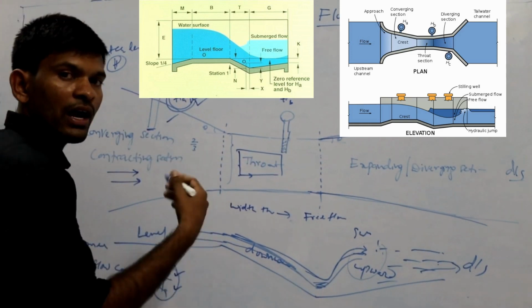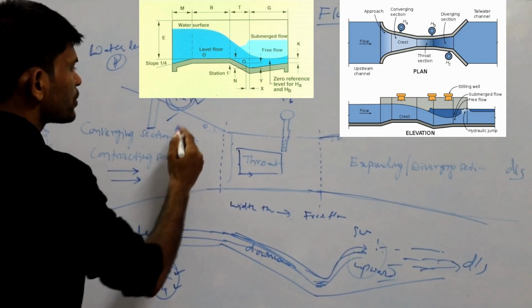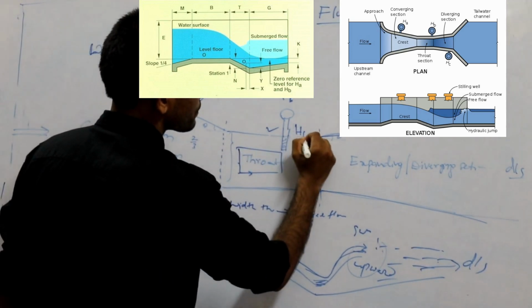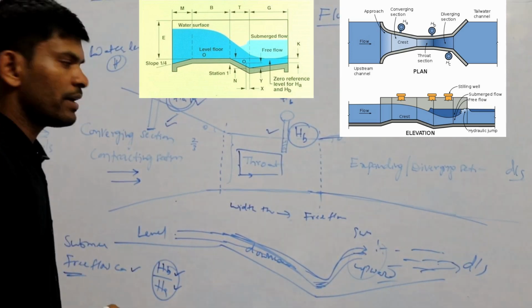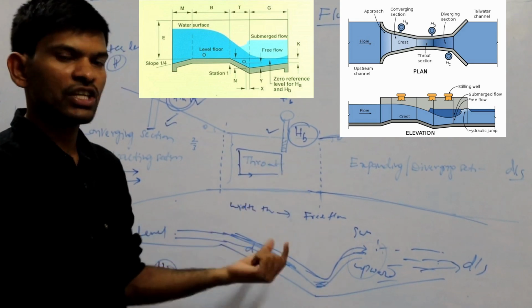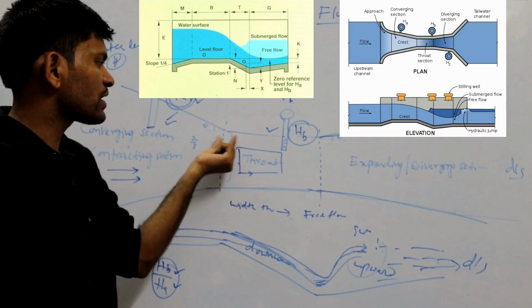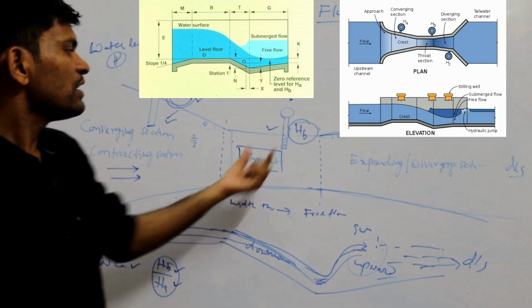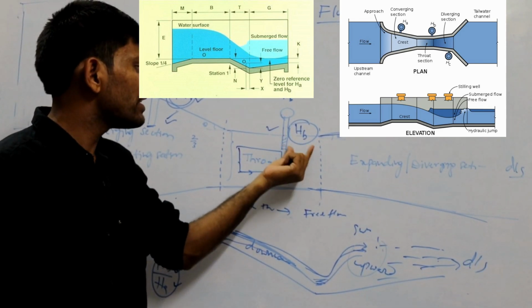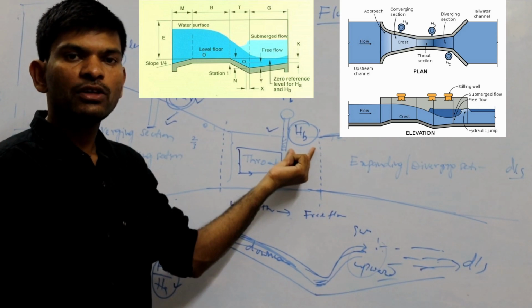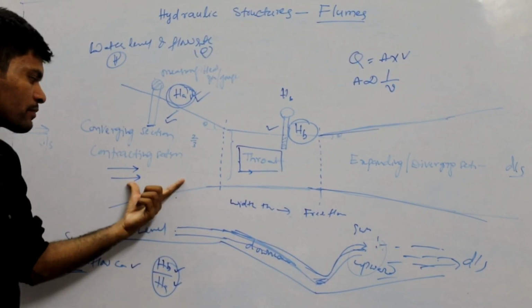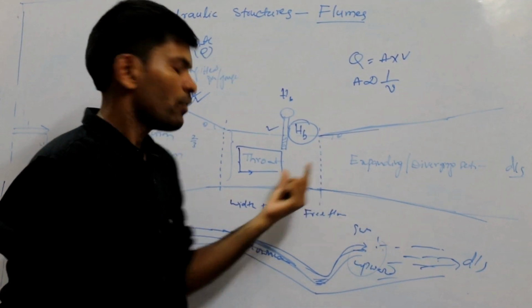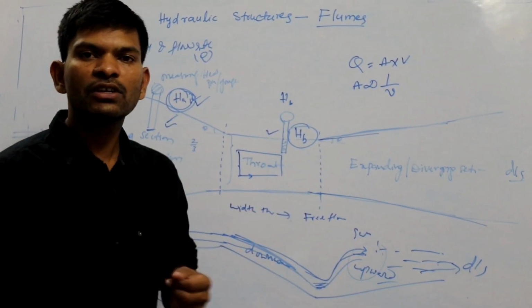Whereas in submerged condition, the level of water or head is measured at both points, that is your HA and HB. This is the upper part of the throat section, this is your lower part of the throat section. In the submerged flow condition, the water level may be measured in the lower section of your throat, okay? And some correction is needed to measure the level of water in submerged condition.